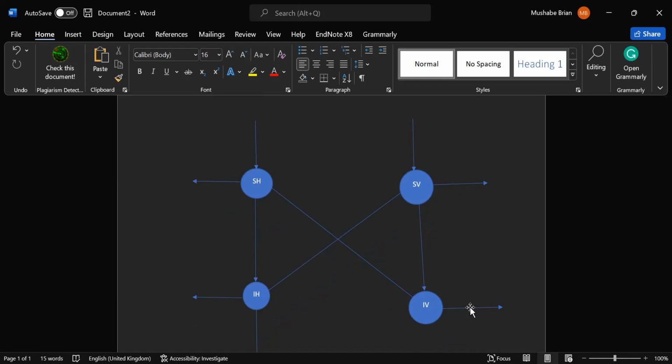Yeah, so this cross and this one shows mosquitoes biting the human beings. That's transmission that happens between the vectors and the humans. So that was my reasoning about the model. You can advise. Thank you. Thank you so much, Brian.